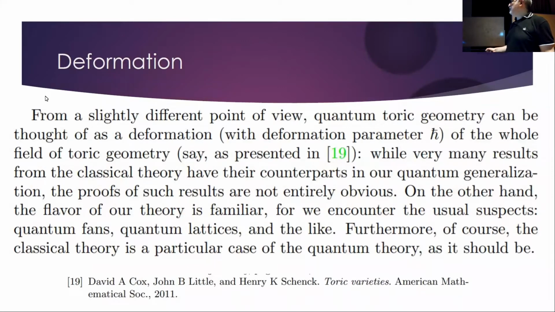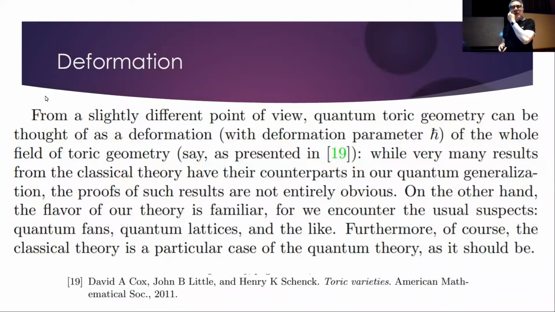So you have classical toric geometry, and you deform it by this parameter. Many results from classical toric geometry have their counterparts in our quantum generalization. The proofs of such results are not entirely obvious. On the other hand, the flavor of the theory is familiar. We encounter the usual suspects: quantum fans, quantum lattices, etc. Nevertheless, of course, as expected, there are new phenomena that were not available in classical toric geometry.